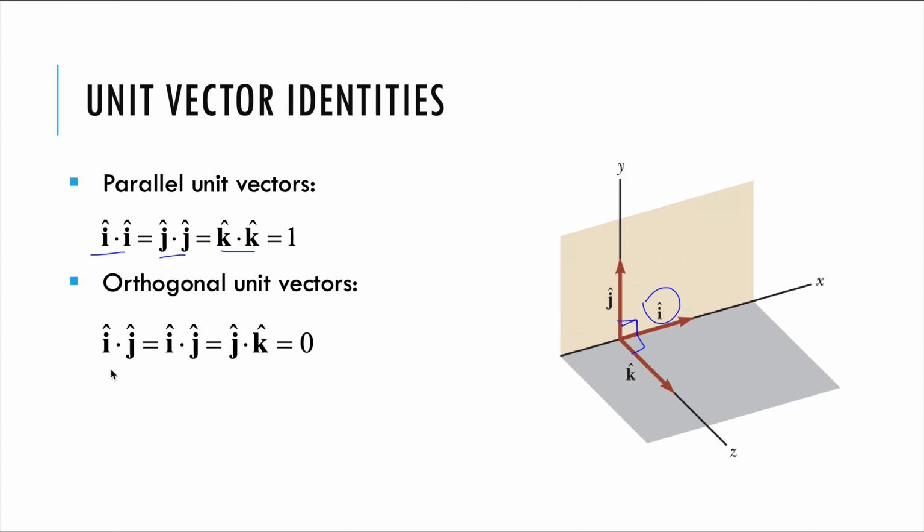So that's a little shortcut when we are going to be working with dot products, especially when we start talking about work. That is a really good application of the dot product. When they're parallel unit vectors, the dot product is 1. When they're perpendicular unit vectors, the dot product is 0.